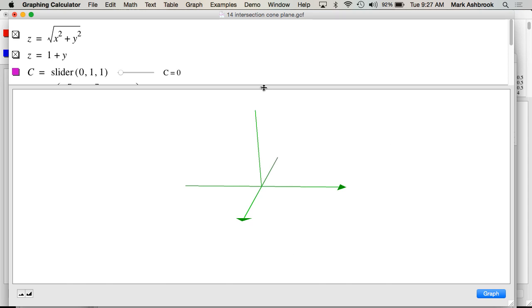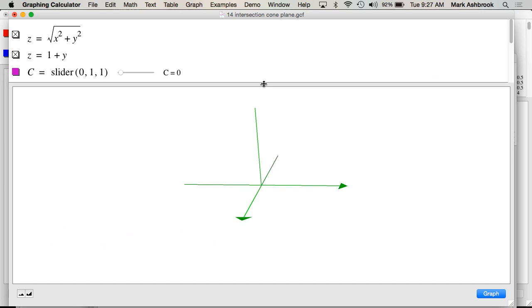So first of all, can you sketch these two surfaces that I wrote up there? Z equals radical x squared plus y squared, and z equals 1 plus y. Could you sketch both of those and try to just imagine or sketch what the space curve of intersection of those two surfaces would be?